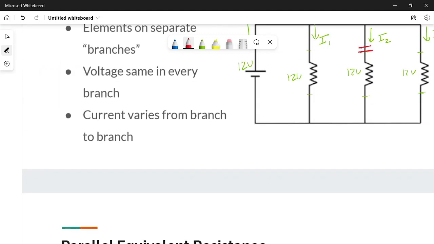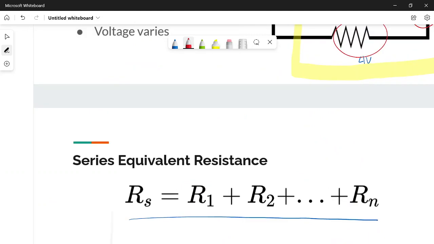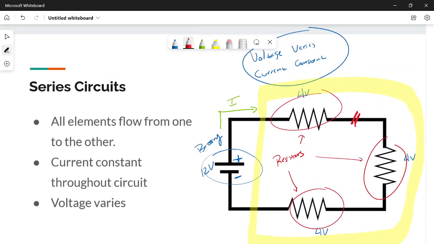So just to recap just a little bit, I'll try not to go overboard here. First, series circuits are where all the elements flow in one direction. And the important thing here is that voltage is going to vary. So the voltage is going to drop over all of these, and those drops have to add up to the voltage source. And the current, though, is going to remain constant throughout that entire branch because of our conservation of charge.